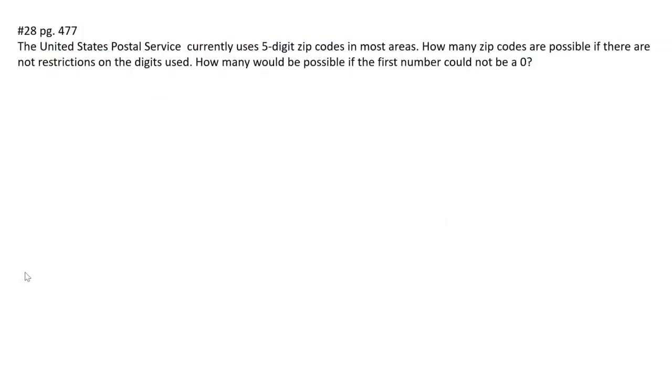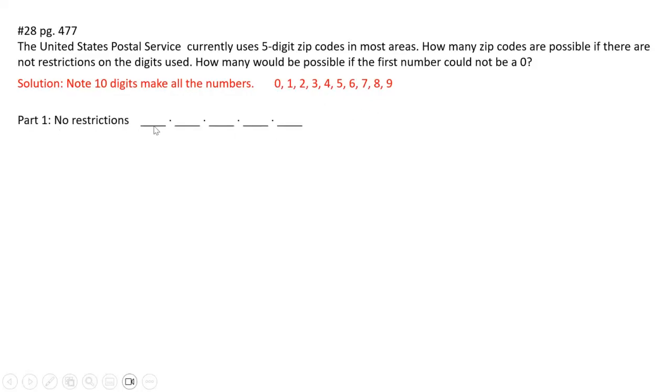Now, more examples pertaining to this topic here. It says, the United States Postal Service currently uses 5-digit zip codes in most areas. How many zip codes are possible if there are no restrictions on the digits used? How many will be possible if the first number could not be a 0? So here, guys, this is 2 parts. For the first part, we should know that the 10 digits make all the numbers because we start from 0 all the way to 9.